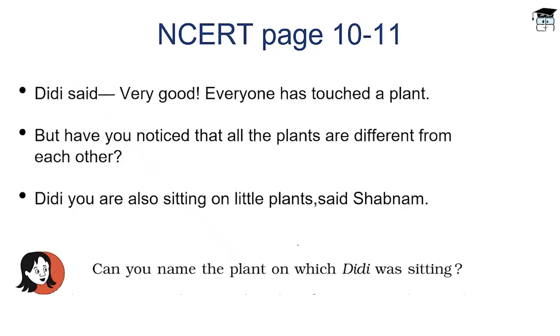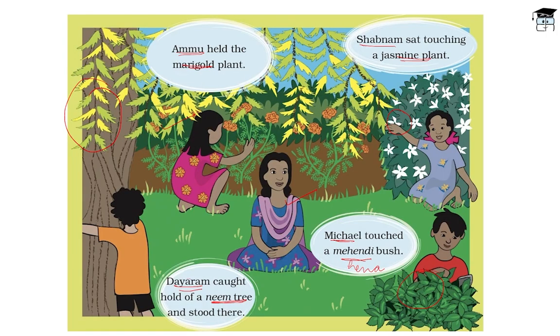Okay. Now, Didi said, "Very good. Everyone has touched a plant. But have you noticed that all these plants are different from each other?" Look at this picture, students. You will see that all of these children are touching different plants. Amu is touching the marigold plant. Shabnam is touching the jasmine plant. Similarly, Michael is touching the mehndi bush and Dayaram is touching the neem tree. So, all of these are different from each other, right?